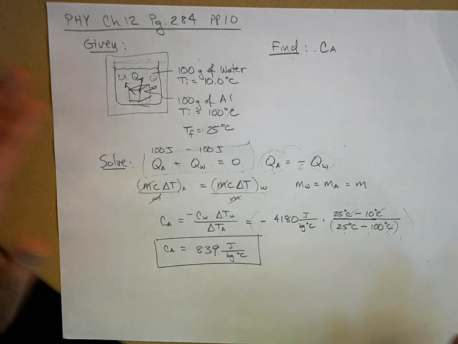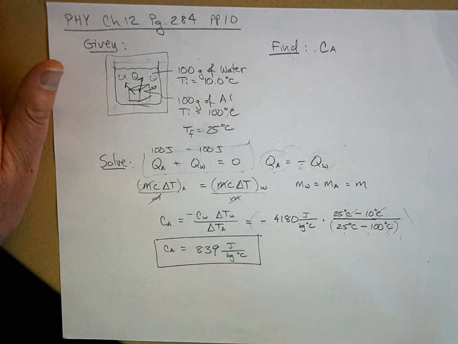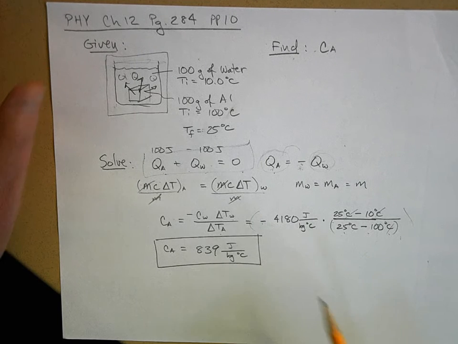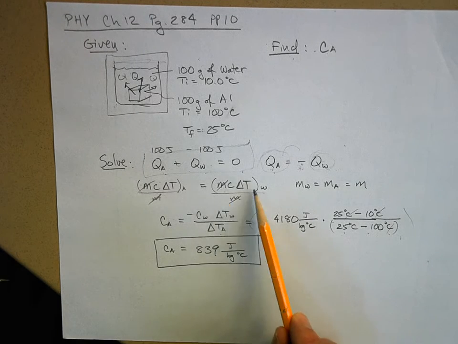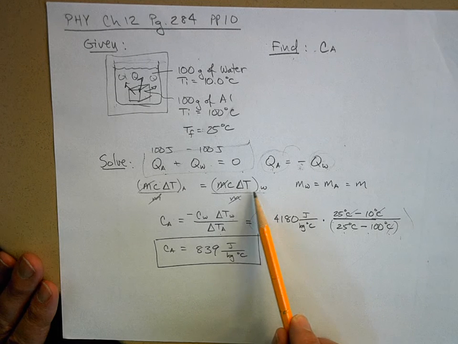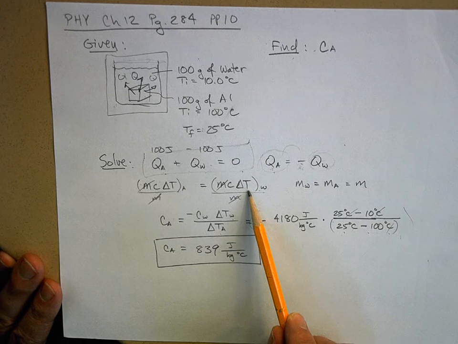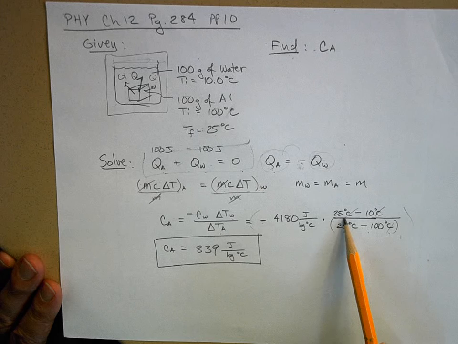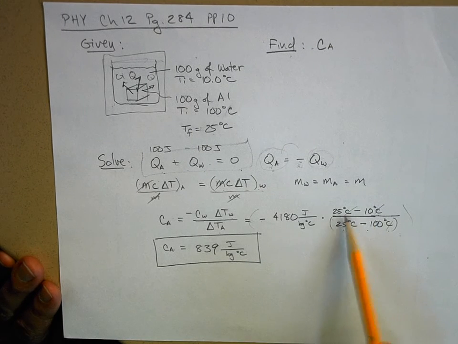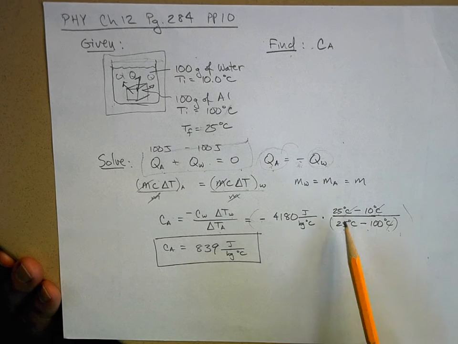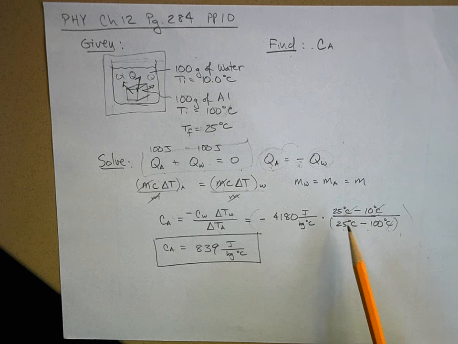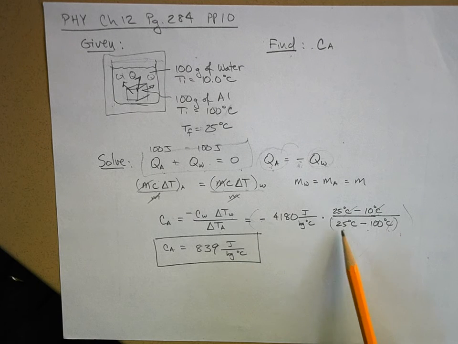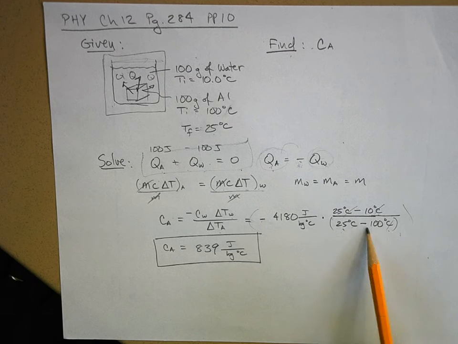So when you're adding heat, it's positive, and when heat is flowing away from something, it's negative. Let's look at MC delta T for the water. What is the delta T for the water? It ended up at 25 from 10. That's positive, isn't it? That's a positive change in temperature. Look at the change in temperature for the aluminum. It ends up at 25, but it started off at 100. So it lost 75 degrees, and that's negative.